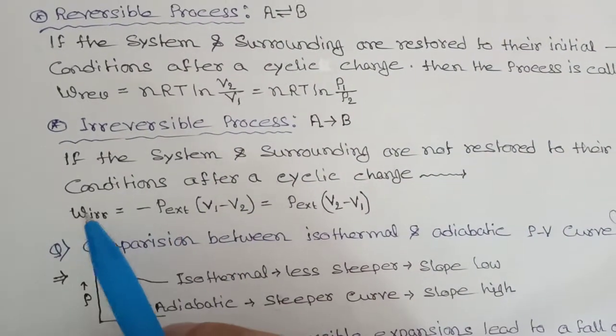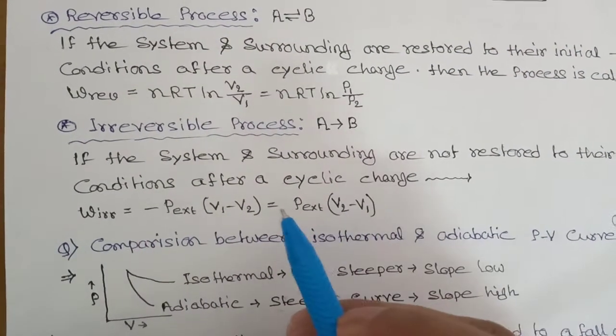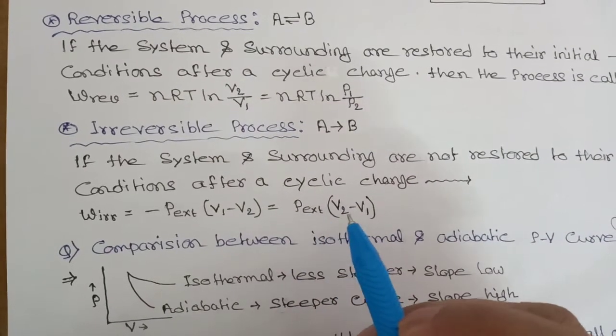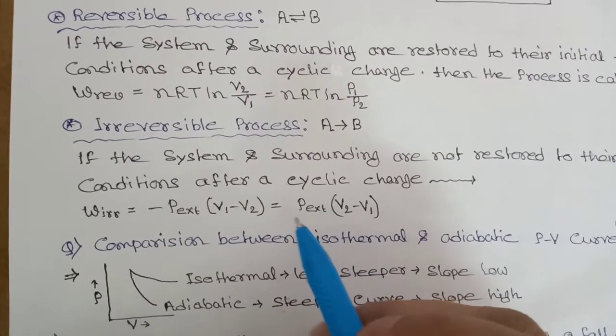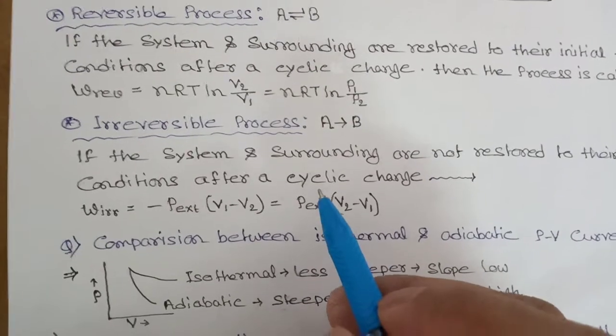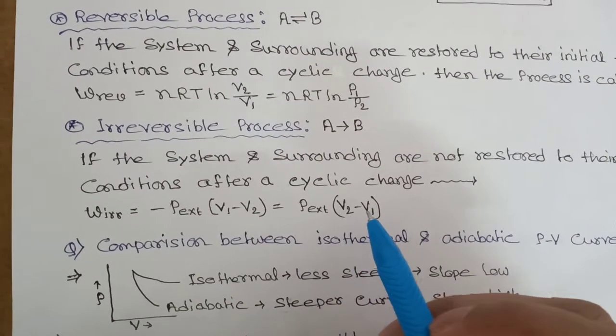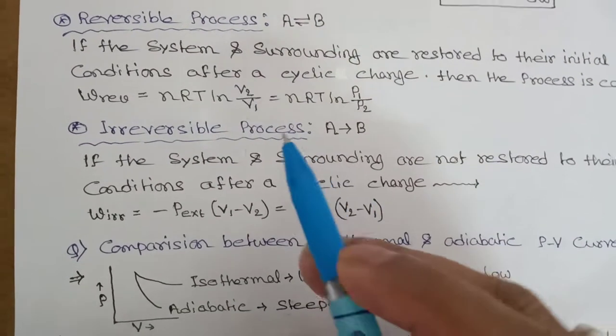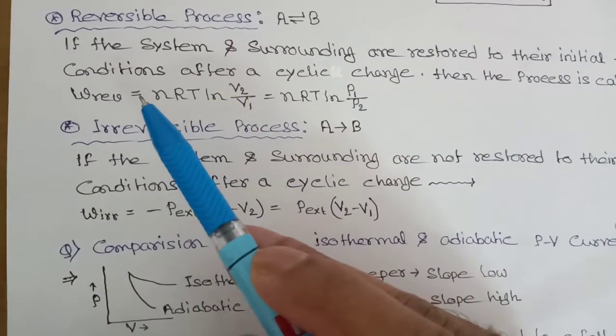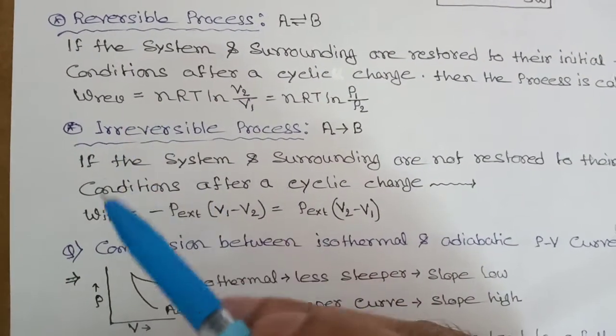And work done in an irreversible process is equal to P external times (V2 minus V1). Here P external is the external pressure, V2 is the final volume, and V1 is the initial volume. So you have to remember two formulas, for work done in the reversible process and in the irreversible process.